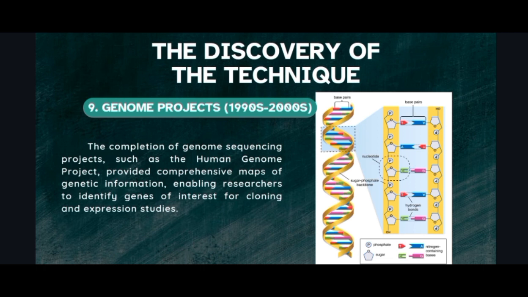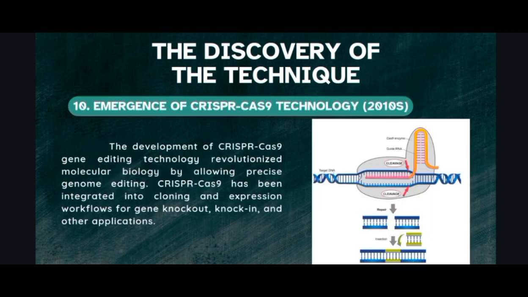The primary goals of this project were to determine the sequence of chemical base pairs that make up human DNA, identify and map all the genes of the human genome, and develop technology for analyzing DNA. This resulted in the discovery of thousands of genes, providing researchers with a roadmap for cloning and gene expression investigation. With this, scientists could now easily access DNA sequences of genes, facilitating their cloning into vectors for further study or expression. Lastly, is the emergence of CRISPR Cas9 technology.